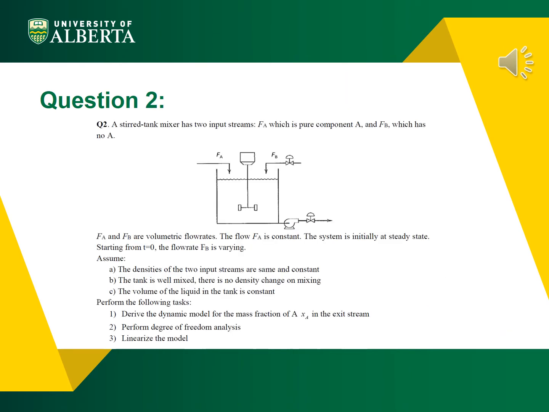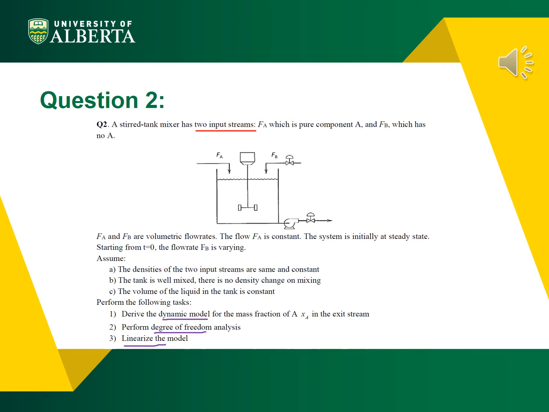So now let's go to question 2. In question 2, you have been given a CSTR with 2 inputs and 1 output, and the tasks which we have to perform are to derive a dynamic model for the mass fraction XA, and then degrees of freedom analysis on the model equations, and then finally linearization. So in this question, we'll be seeing how to derive the mass balance equations, degrees of freedom, and then linearization. So this is like a complete repetition of what we have done in question 1 with some modeling involved.